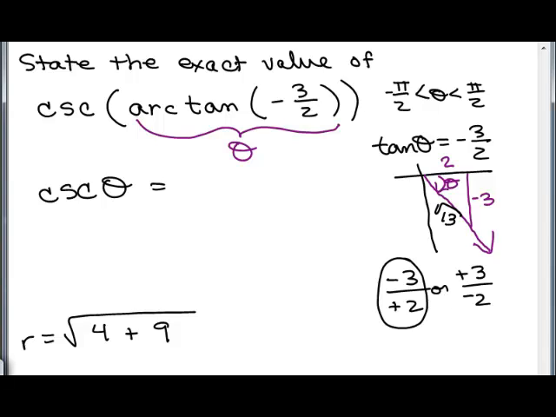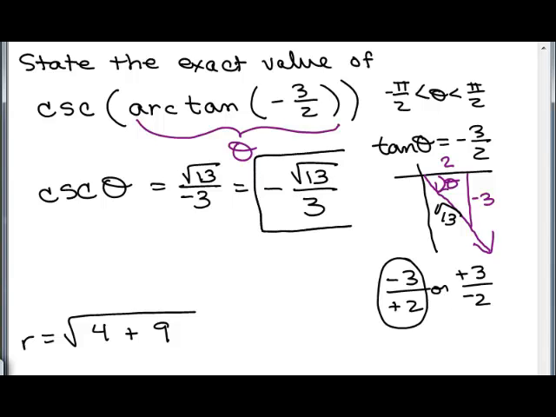So I need to get the r over the y, so that's square root of 13 over negative 3, which you just write as a number. It's a negative number, negative square root of 13 over 3. And so that is the cosecant of arctan of negative 3/2. The key is to think of this as an angle.